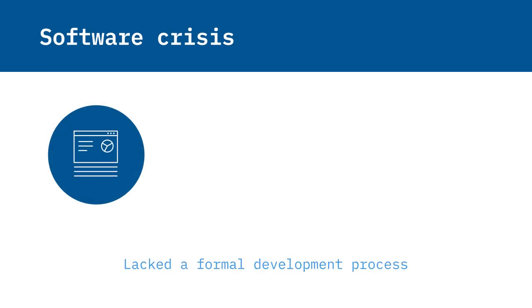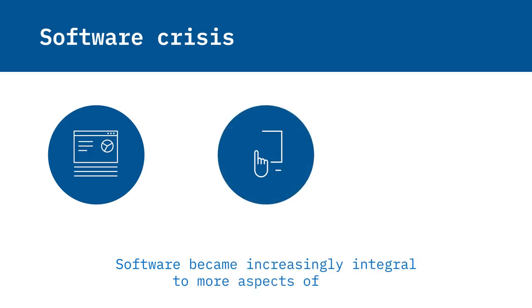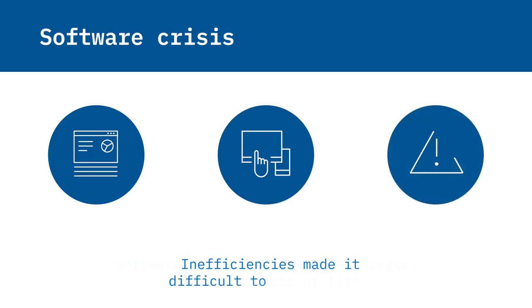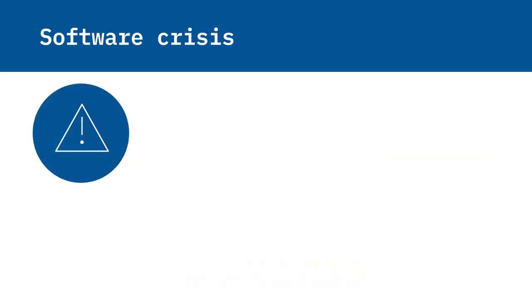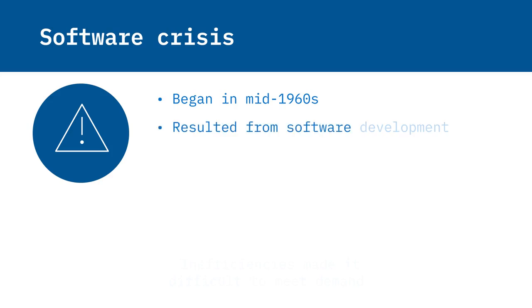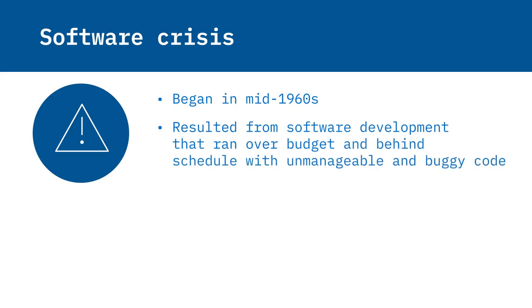As the world widely adopted computers, software became increasingly integral to more aspects of life. The inefficiencies in the software development process made it difficult to meet the rapidly increasing demand for computing resources and complex software. This led to what is known as the software crisis, which began in the mid-1960s and lasted until the mid-1980s. During this period, software development often ran over budget, behind schedule, and consisted of unmanageable, buggy code.